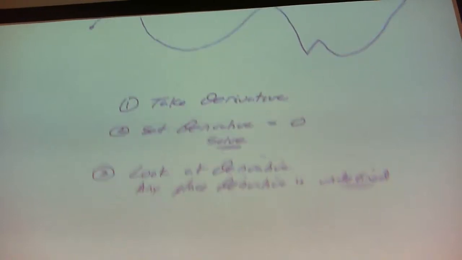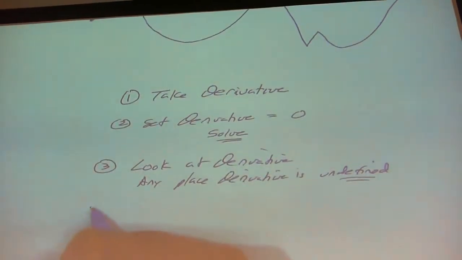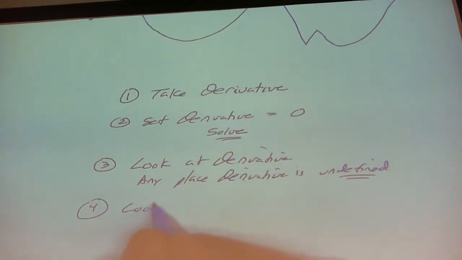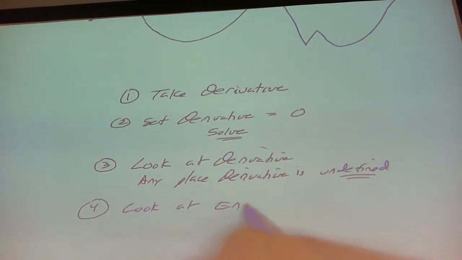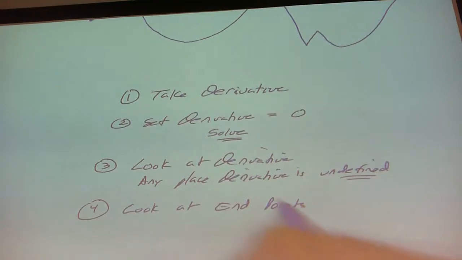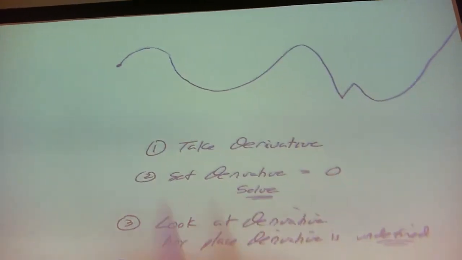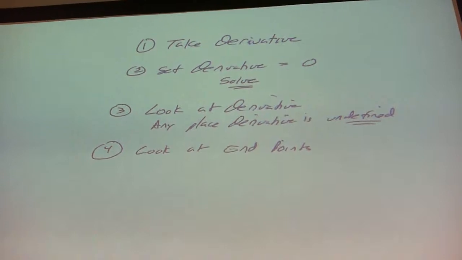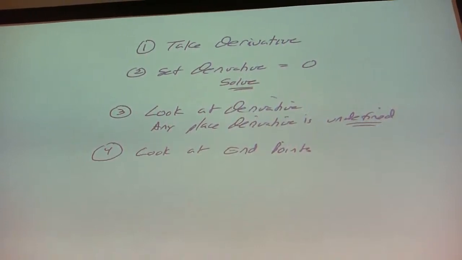And then the fourth thing, which they don't really talk about in this section, I'll probably bring up later, is we're going to look at endpoints. We're going to look to see if there's any endpoints. What I mean is where it starts and where it ends, or if it doesn't end. That could also be a possible extrema, a possible max, or a possible min.